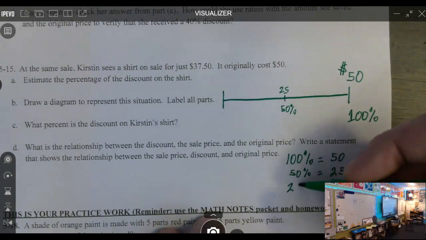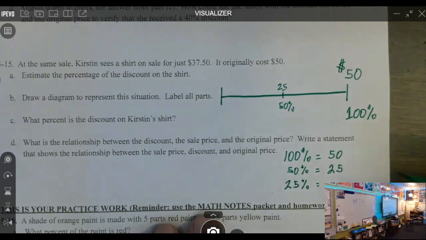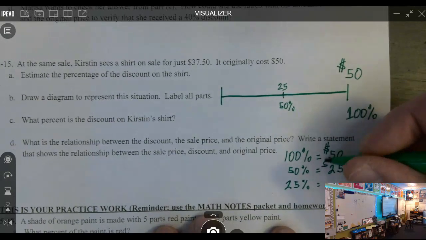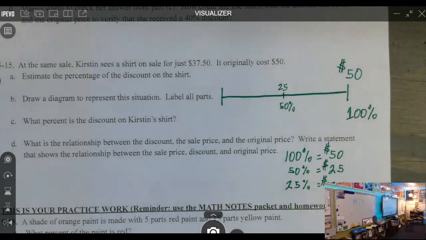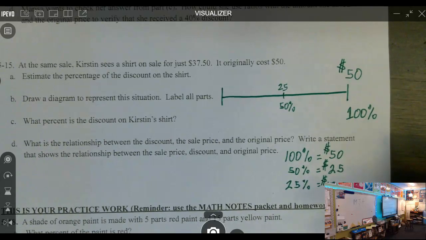What about, can I do that again and go 25%? What would I need to do with my $25? Divide by 2 again. Oh, we just kind of accidentally did that. I was just going off what Isa told me, we can quickly figure out.